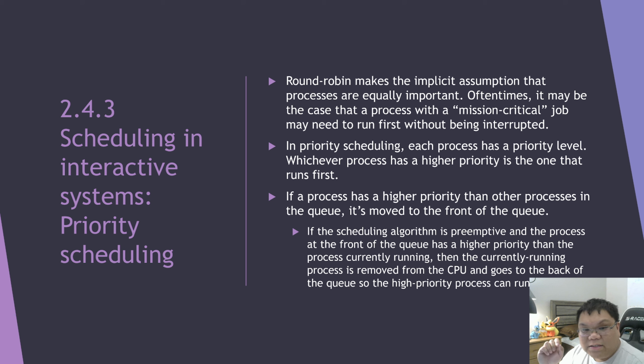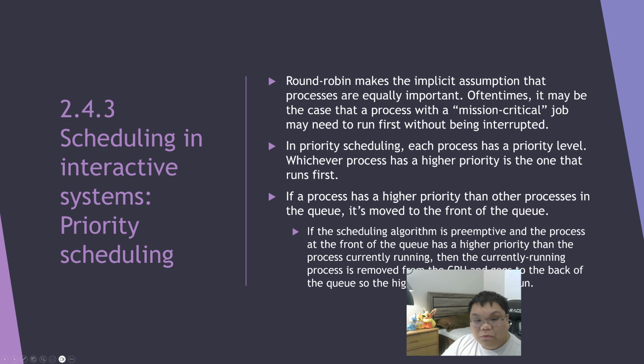In priority scheduling, each process has a priority level, and whichever process has a higher priority level is the one that runs next. If a process has a higher priority than the other processes in the queue, it basically has first dibs on the CPU. It moves to the front of the line.